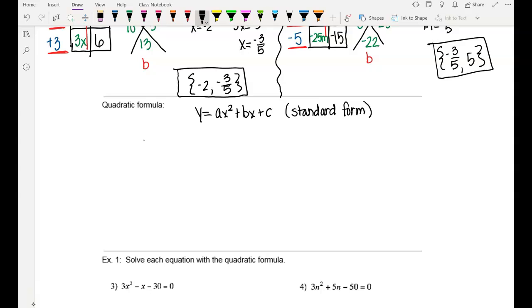And our quadratic formula: x equals negative b plus or minus, the plus and minus are stacked there, plus or minus the square root of b squared minus 4ac, all divided by 2a.